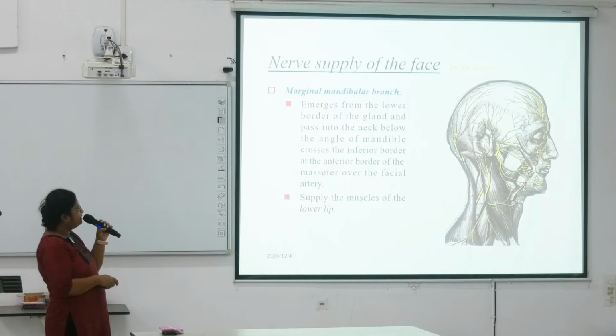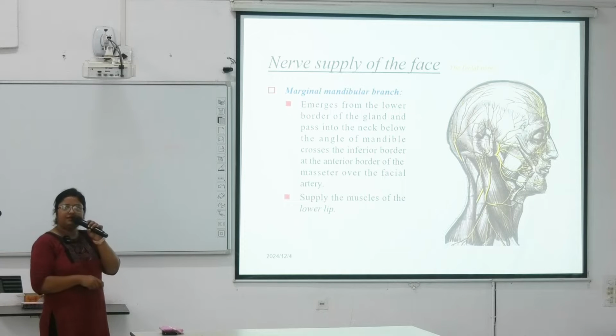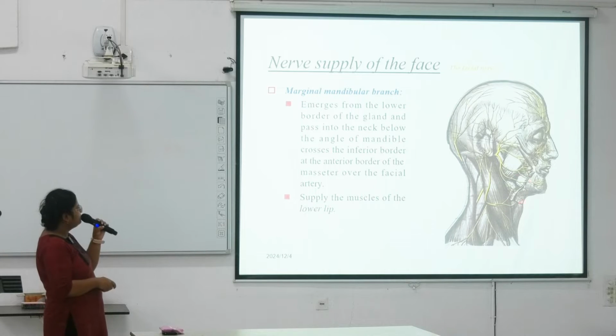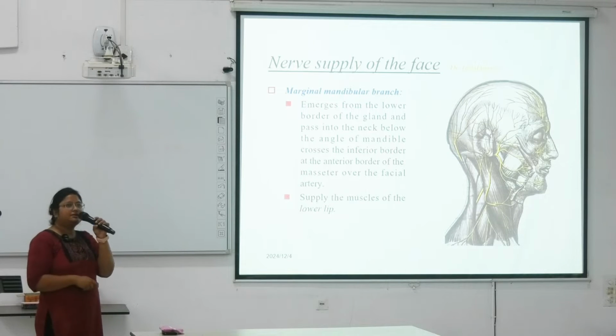Here it is crossing the inferior border of the mandible. Okay. Here also enters into the face the facial artery. Okay. And this nerve is a very fine nerve and lies over the facial artery in this region. And they supply the muscles of the lower lip. Marginal mandibular branch supplies the muscles of the lower lip.